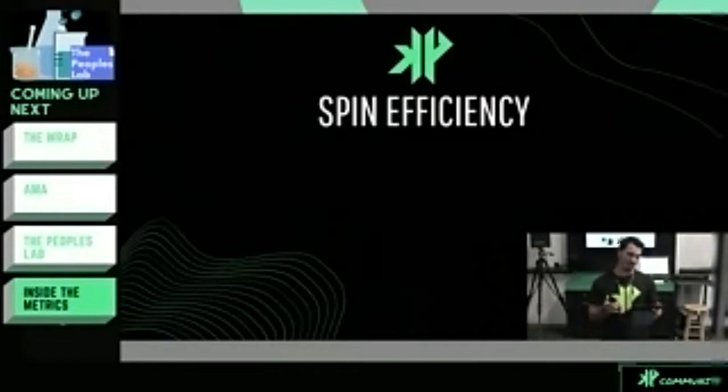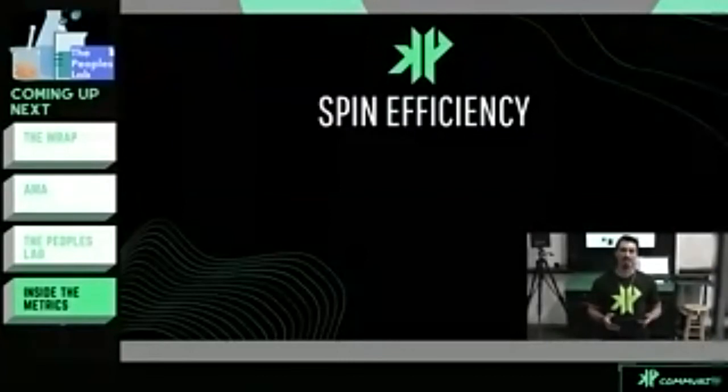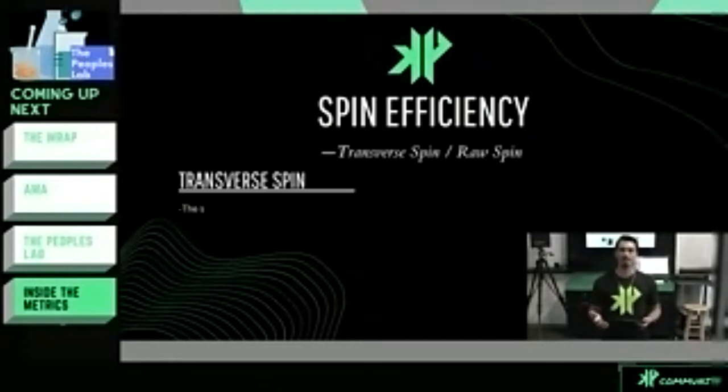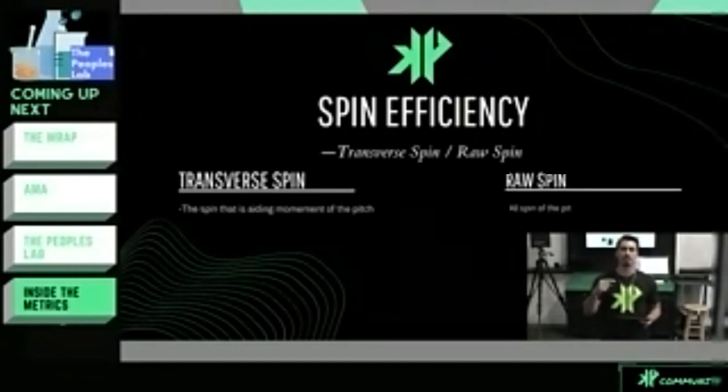According to TrackMan, one of the leaders here in our pitch tracking technologies, they define spin efficiency as the ratio of a pitcher's transverse spin, or their true spin, over their raw spin. So what exactly does this mean? Our transverse spin is going to be that spin that's actually aiding in the movement of the pitch, where that raw spin is just going to be those total RPMs that the baseball spins on the way to the plate.